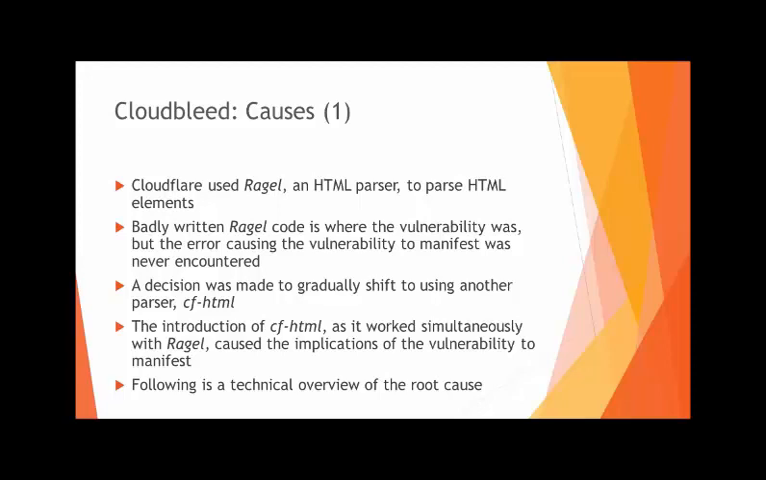It turned out that the underlying bug that caused the memory leak had been present in the Ragel-based parser for many years, but no memory was leaked because of the way the internal buffers were used. Introduction of CFHTML subtly changed the buffering, which enabled the leakage, even though there were no problems in CFHTML itself. It should be noted that the issue is not with Ragel itself either, but with the improper usage and implementation of Ragel code, due to the developer's lack of experience. Following is a technical overview of the root cause.